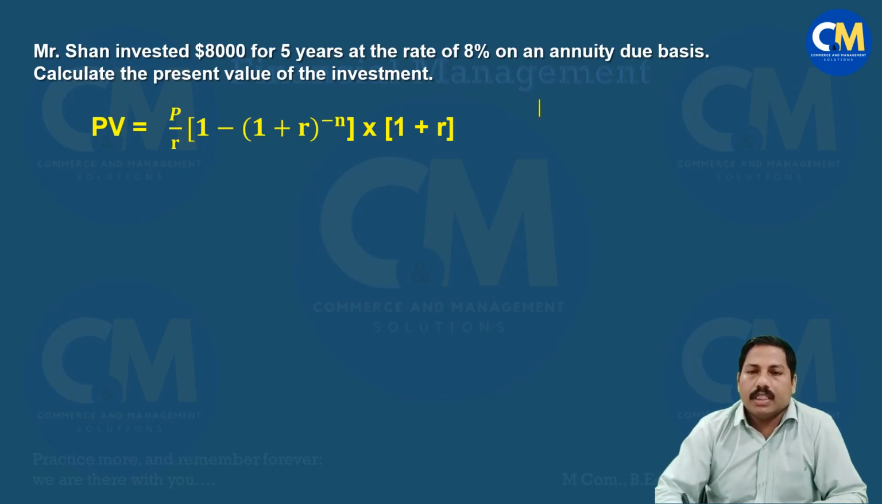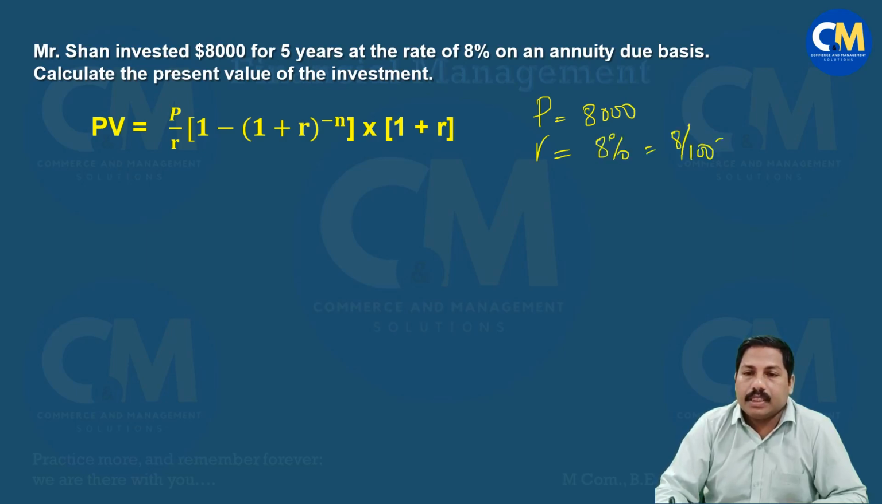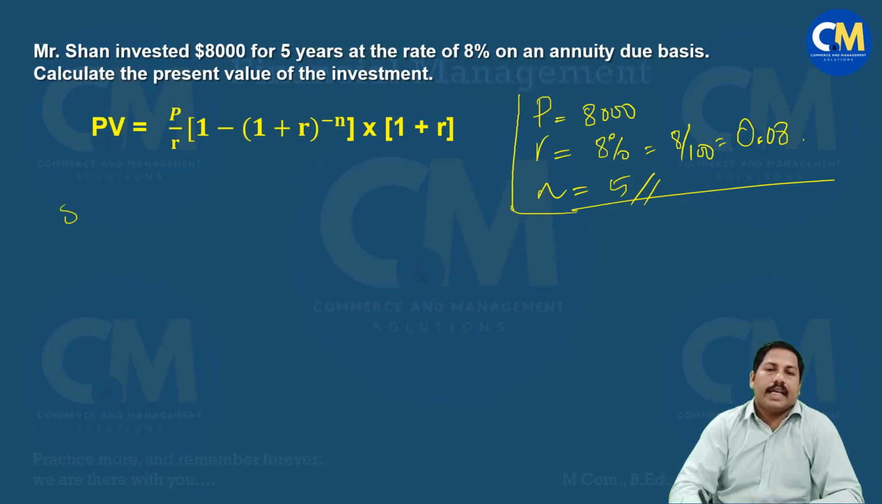So here we want the P value, that means the present value, that is 8,000. Not principal, present value, because it is an annuity. Every year he will make the payment, right? Then R is equal to 8%, which means 8 divided by 100 is equal to 0.08. Then N, the number of years, is 5. Apply all these values in the formula, then you will get the answer.